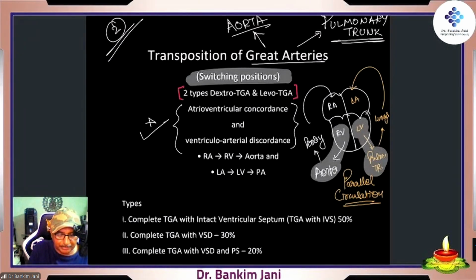This part, when you speak, looks impressive. When it is asked in the exam and the options are shown, people feel, what is this? It is asked that in transposition of great arteries, there is atrioventricular concordance, atrioventricular discordance, ventricular-arterial concordance, or ventricular-arterial discordance, and then people get confused. So remember just this: concordance is happy, discordance is like a disease, unhappy.